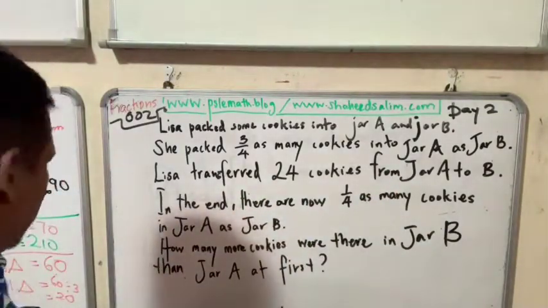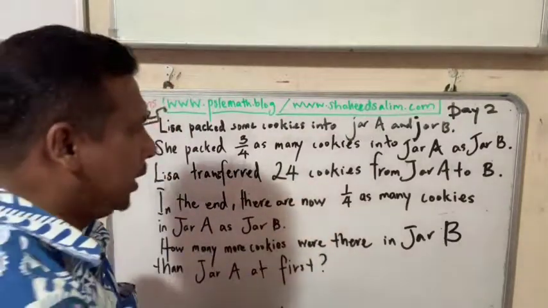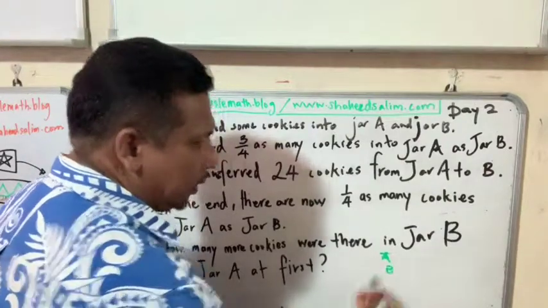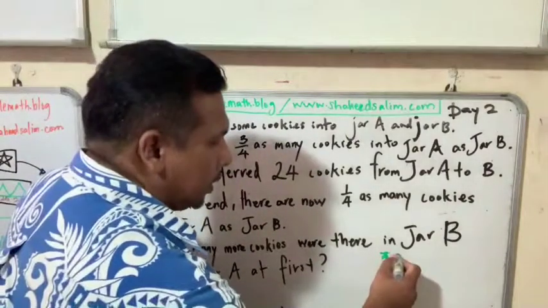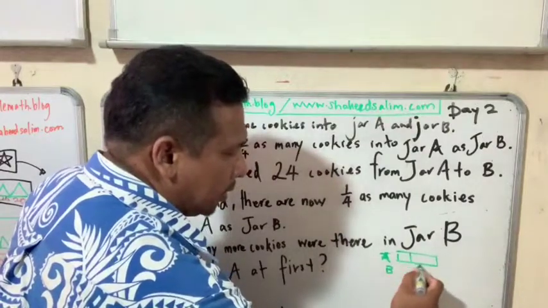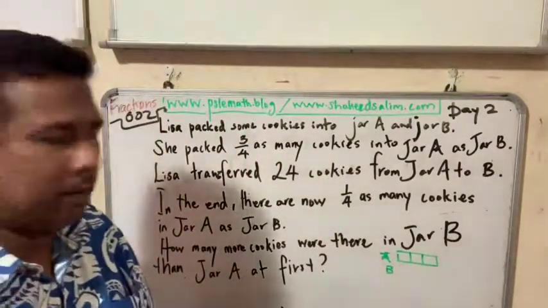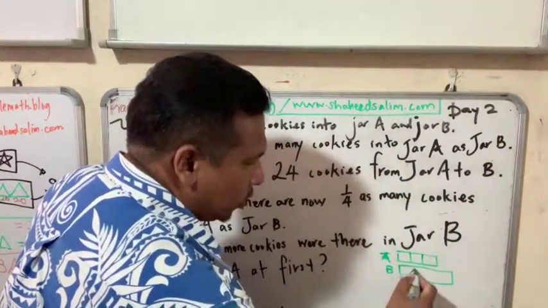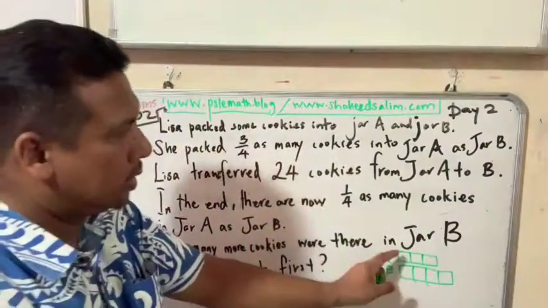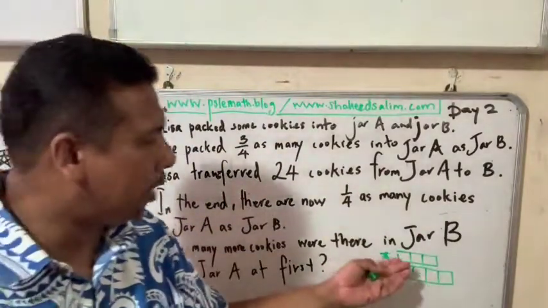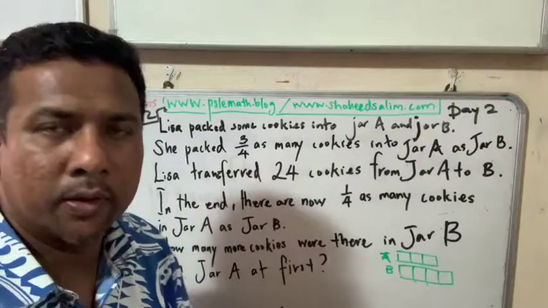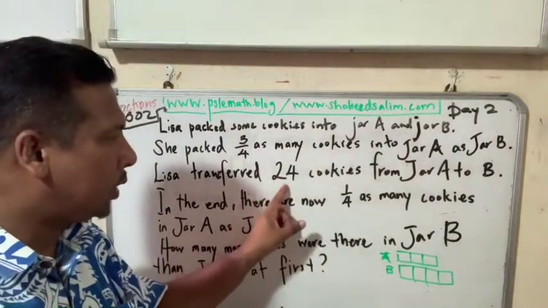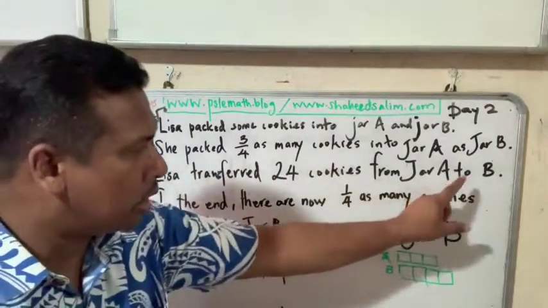So if I were to draw jar A in comparison to B, this is A, this is B, I can draw 3 squares for jar A and 4 squares for jar B, because this is 3/4, 3 out of 4. Alright? Okay. Then she transferred some cookies from jar A to jar B.